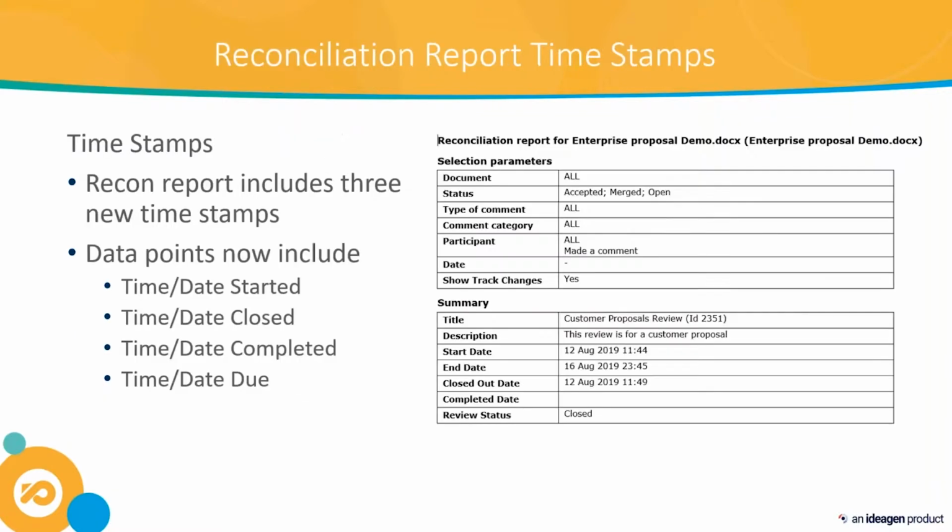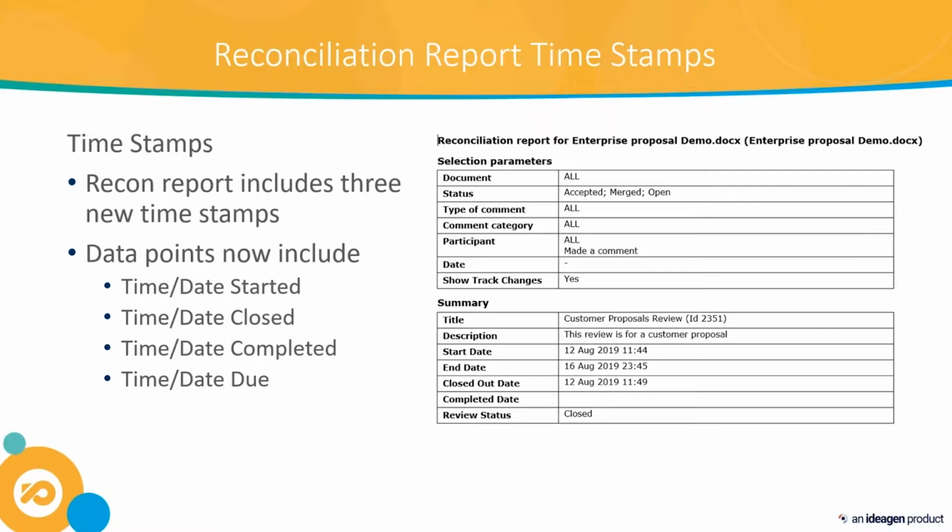The next point I mentioned is some additional timestamps on the reconciliation report. So the reconciliation report includes 3 new timestamps. As you can see on the right, there's an example. The data points, the timestamps now included in the reconciliation report, are not just the due date. We also have the time and date that the review was started, the time and date that the review was actually closed, and the time and date that the review was completed.